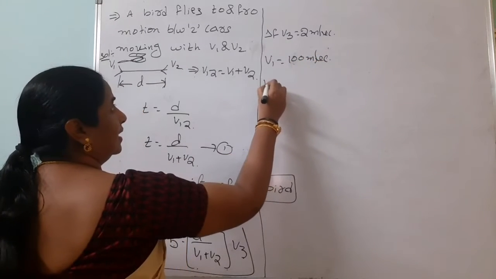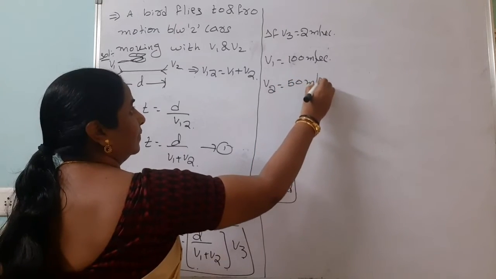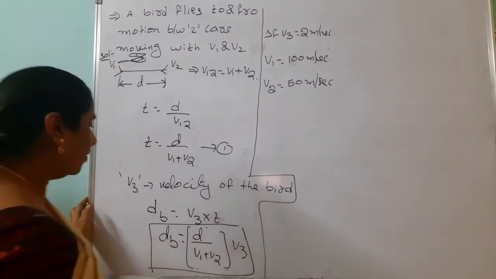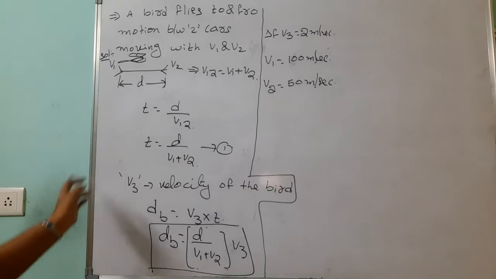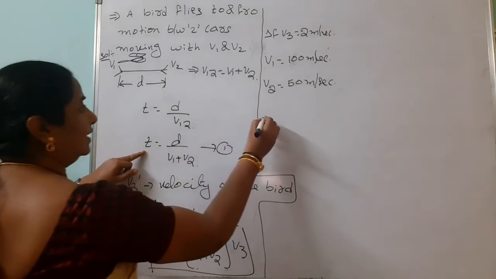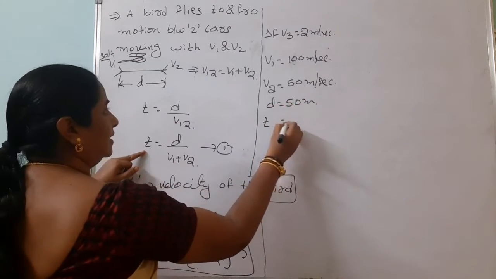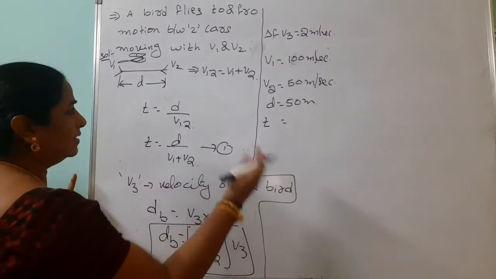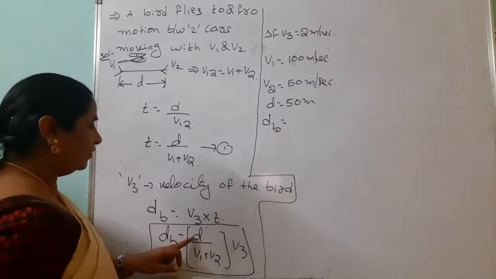Like that, the velocity of the second car is 50 meters per second. In this case, how do we find the time and the distance covered by the bird? First of all, for finding the time, d equals distance by velocity, we can take it 50 meters. Otherwise, the distance covered by the bird, we can take directly with this formula.